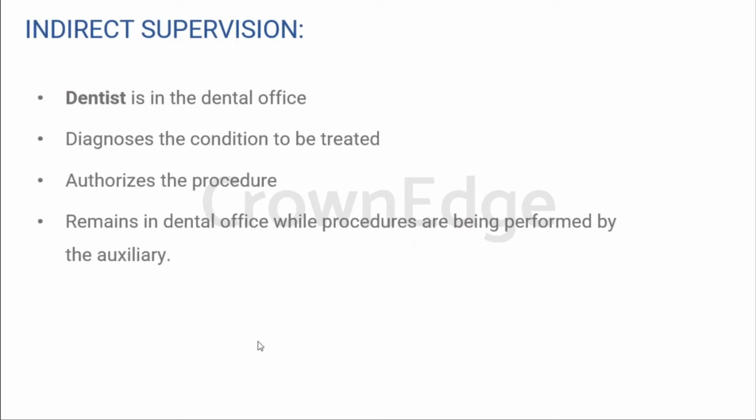Indirect supervision, however, is slightly different. The dentist here is still in the office. The dentist has only diagnosed the condition, the dentist has only authorized the procedure, and is remaining in the dental office while the procedure is being performed by the auxiliary. So the difference here is that once the procedure is done, the auxiliary can go ahead and dismiss the patient without waiting for the dentist to come back and evaluate the work that is being done. So that is the difference between your direct and indirect supervision.